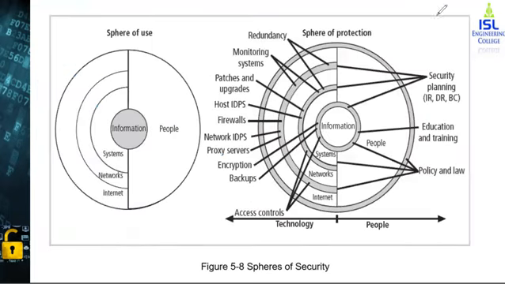So here you've got two spheres. You've got the sphere of use and you've got the sphere of protection. The sphere of security is the foundation of your security framework. Now, the sphere of security represents that information is under attack from different sources. The figure at the left is the sphere of use. This illustrates that people can directly access the information. People are directly accessing the information.